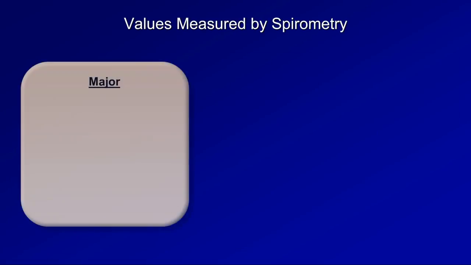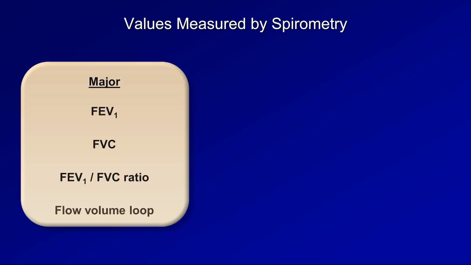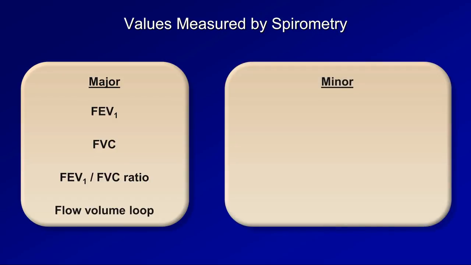So in summary, the major values measured by spirometry are the FEV1, the FVC, the FEV1 to FVC ratio, and the flow volume loop. There are also some minor or less important values measured. We just saw the peak expiratory flow rate.